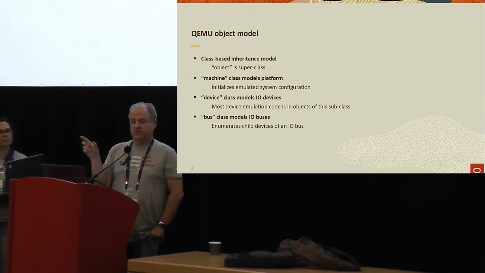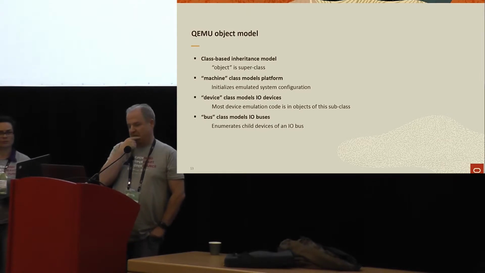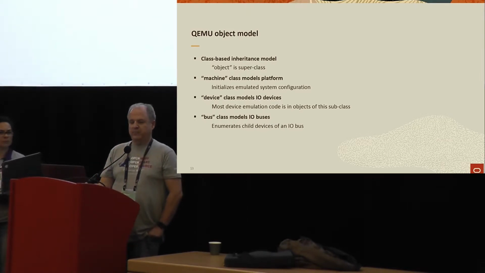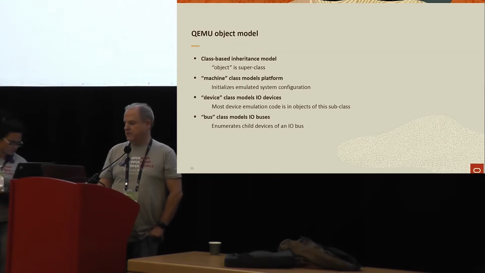The device class model is where almost all the work is done. For each device, you have an instantiation of a device class, and that's where all the emulation code lives. And finally, there are bus class models, which model I/O buses, and they're basically used to enumerate the child devices of a specific I/O bus.